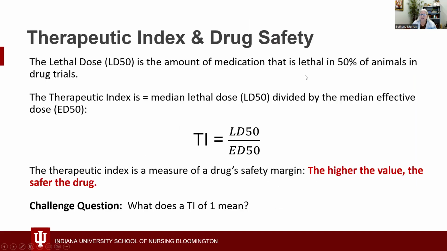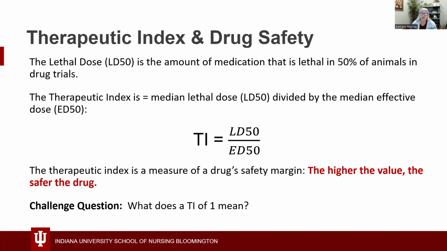The lethal dose is the medication dose that is lethal in 50% of animals in drug trials. We don't give lethal doses to humans in drug trials for obvious reasons. But in developing new pharmaceutical agents, you will administer these to rats or mice or chimpanzees, to animals, and measure the dosing and count at what level a dose becomes toxic and the animal dies. The lethal dose, the LD50, is the dose that will kill half the animals in research trials.